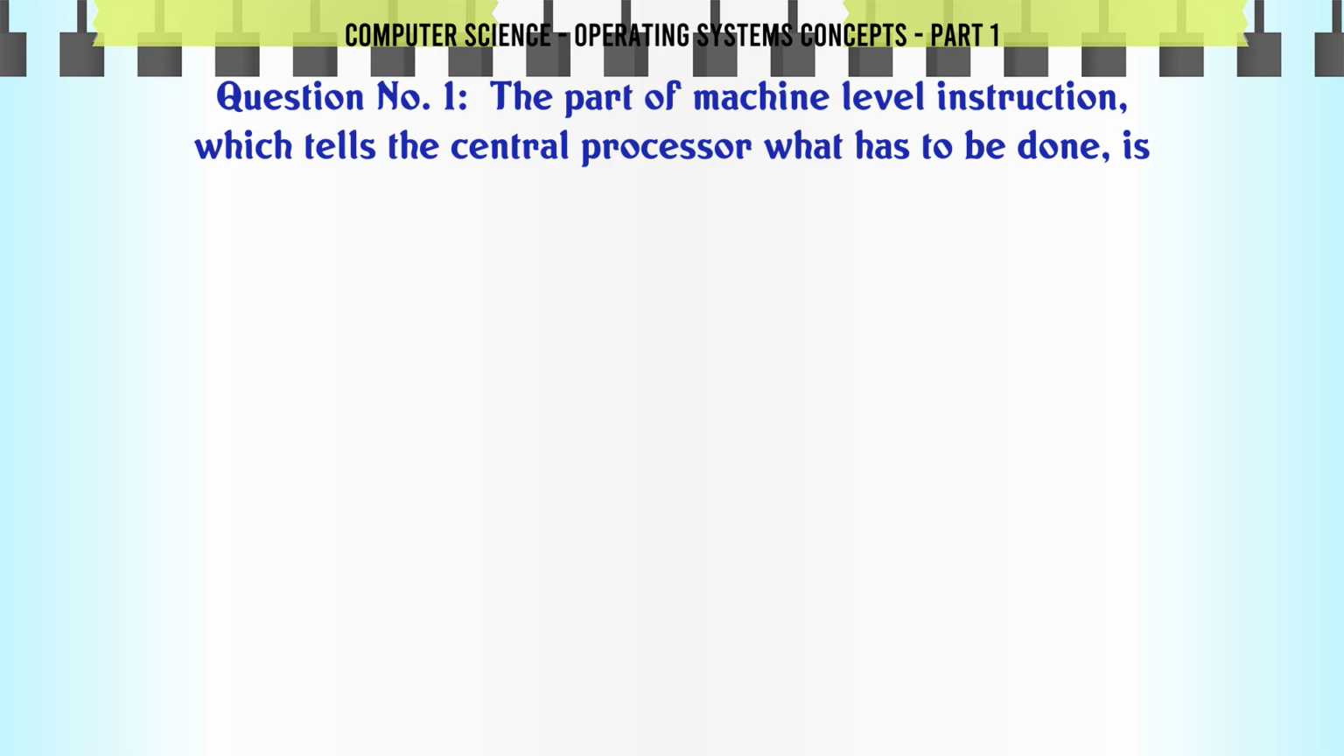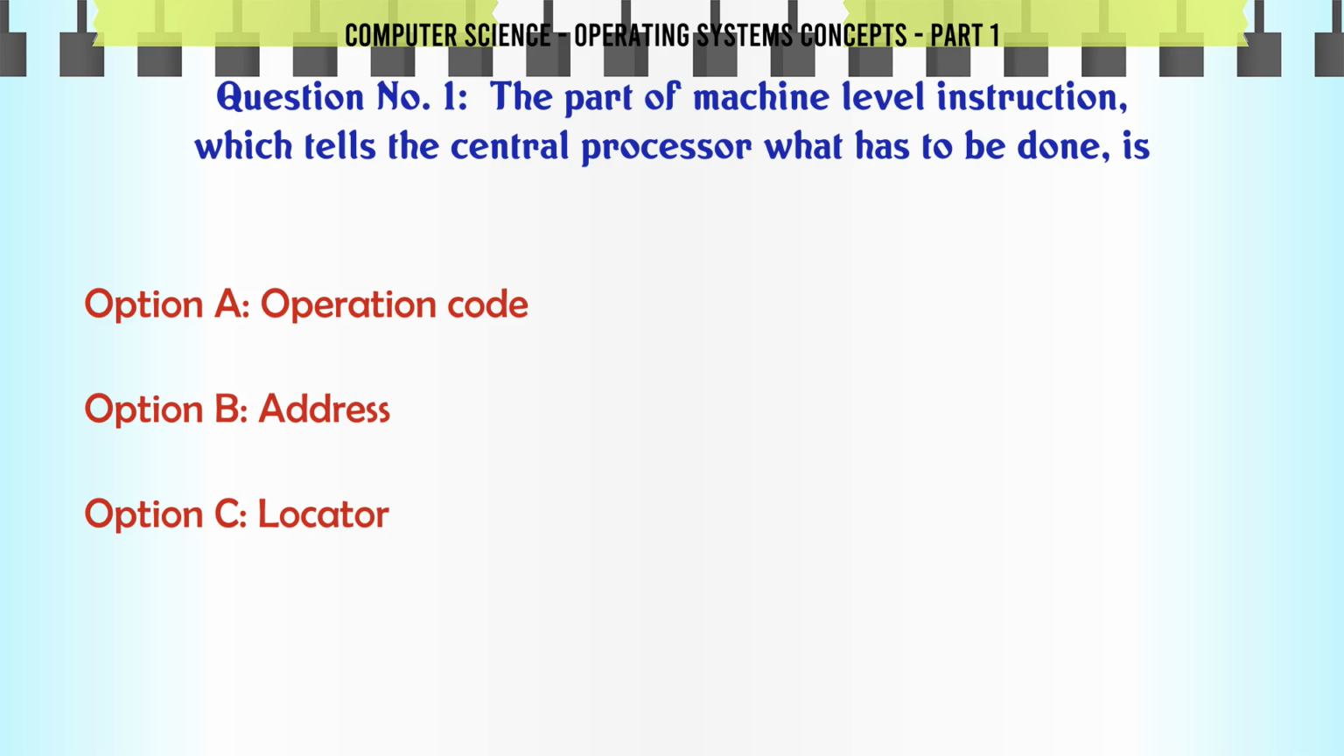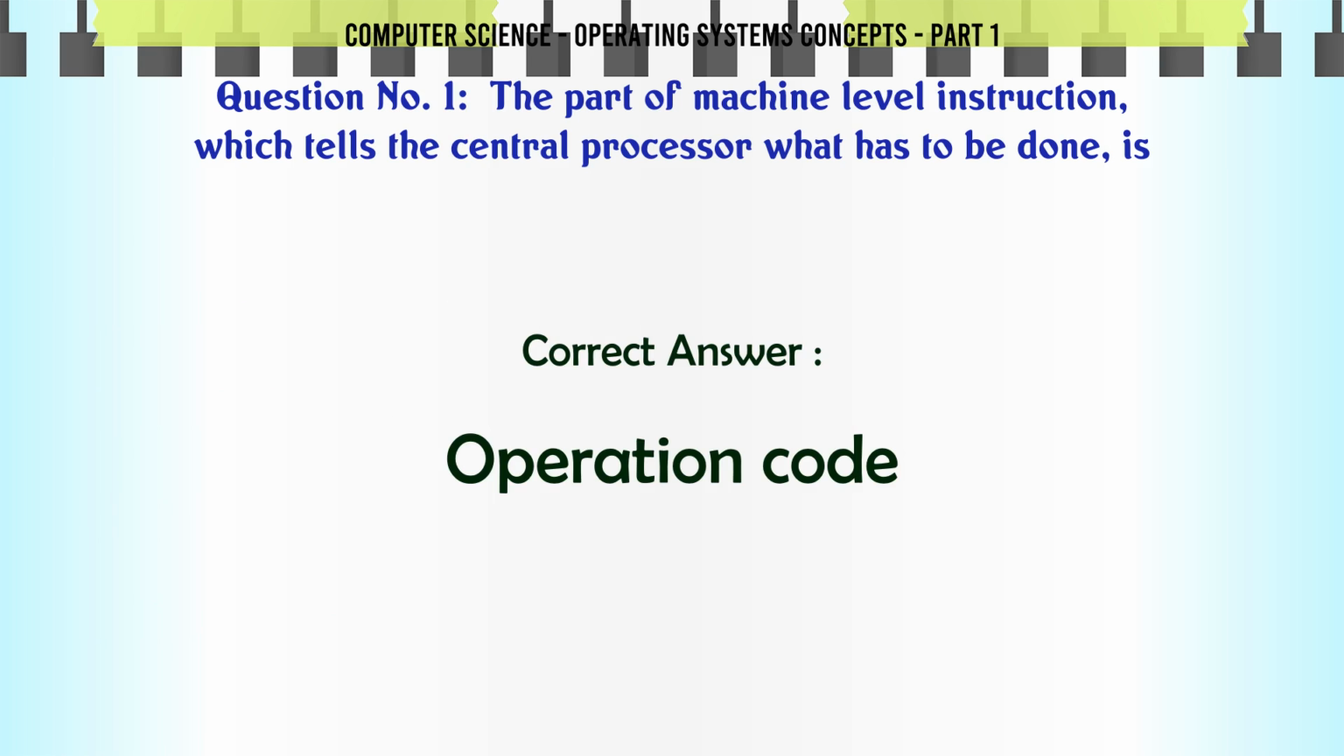The part of machine-level instruction, which tells the central processor what has to be done, is: A. Operation code, B. Address, C. Locator, D. Flip-flop. The correct answer is operation code.